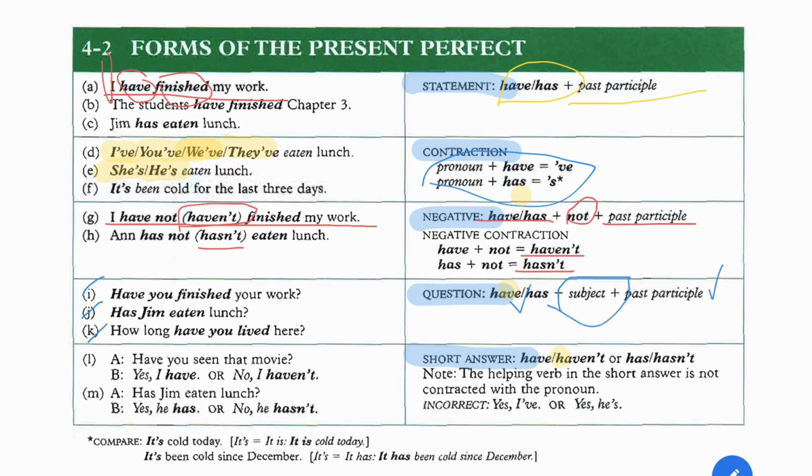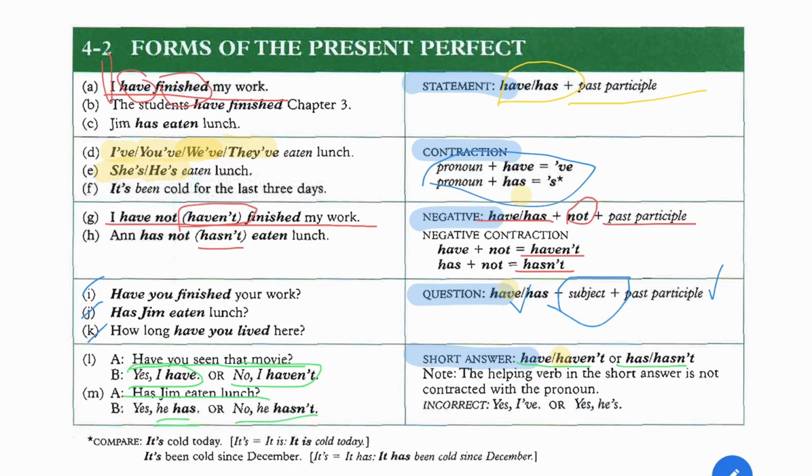To give short answer to present perfect question, you could use have, haven't, or has, hasn't. In example L, the question, have you seen that movie? Can be answered with short answer, yes, I have, or no, I haven't. Also in example M, the question, has Jim eaten lunch? Can be answered with the short answers, yes, he has, or no, he hasn't.